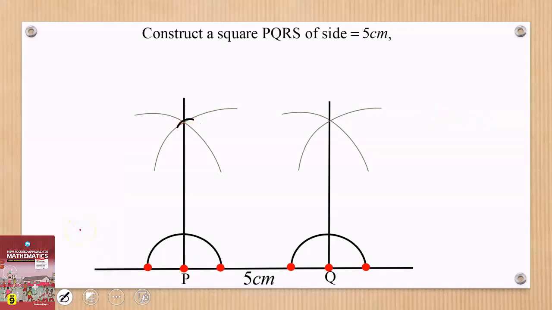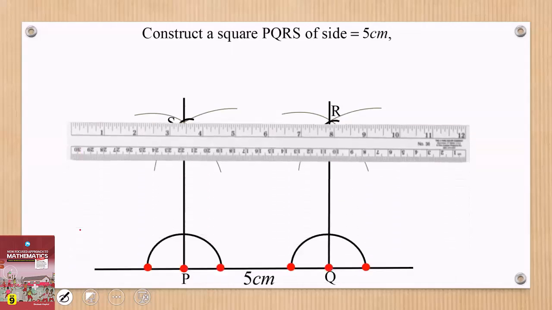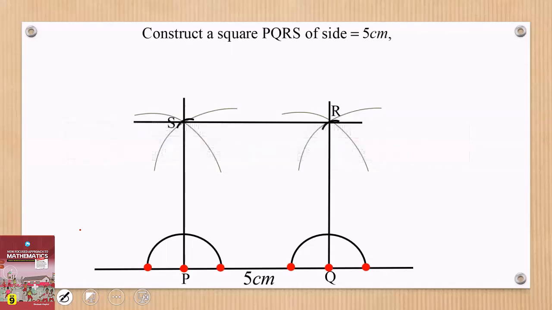Then with the same radius you used to draw the 5 centimeter mark, go to Q and do likewise. When you finish, bring your ruler once again and join these two meeting points, S and R. Draw your straight line, and this becomes your square. I hope you can do this. If it is a rectangle, you use the dimensions, but you still draw two perpendicular lines, and you can easily get your rectangle. Now let's take another example.